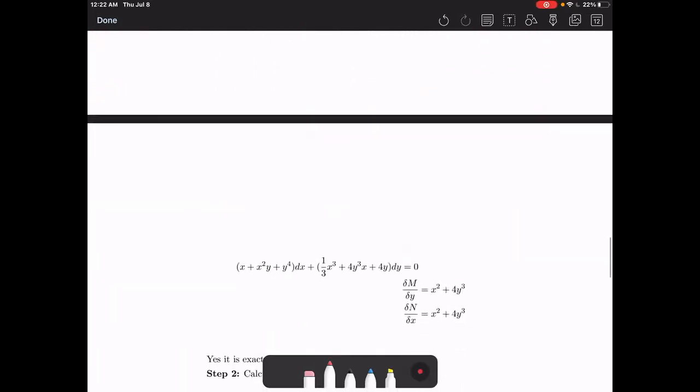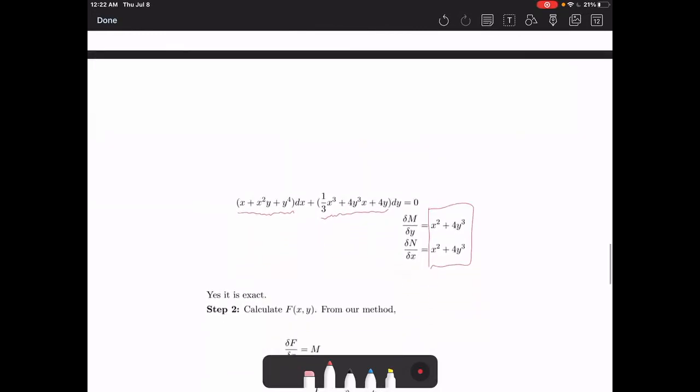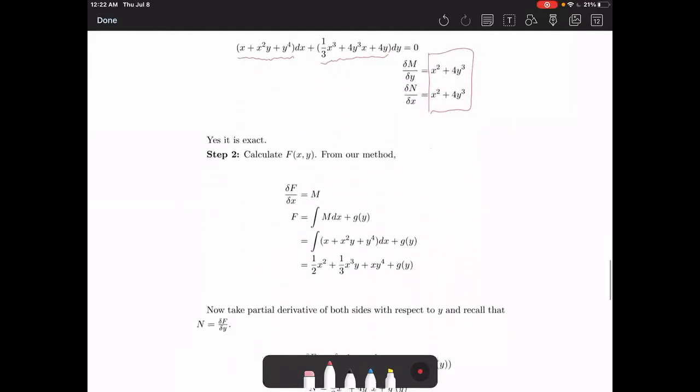So we're going to take the derivative of the first term with respect to y, and we're going to compare it to the derivative of the second term with respect to x. And lo and behold, we get that they are equal, x cubed plus 4y cubed. That's the only criteria we need. We know that this is an exact equation now. So now we just need to calculate f, and we're going to use the exact same method as before.